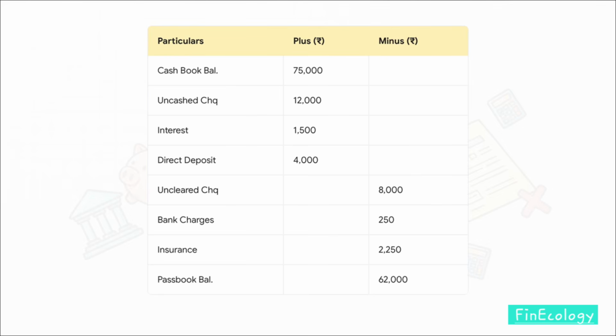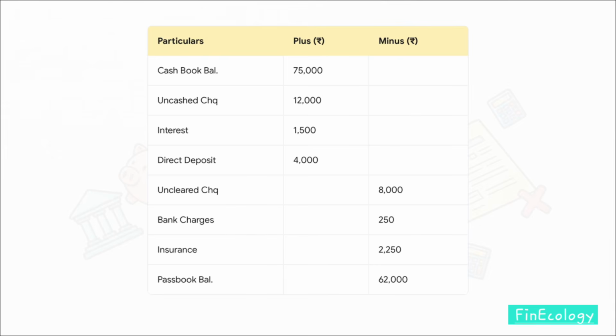We start right at the top with Raju's assumption, 75,000 rupees. Then, in the plus column, we map out the items that made the bank balance higher. So that's the uncashed check, the interest, and the direct deposit. Then, over in the minus column, we subtract the items that made the bank balance lower: the uncleared check, the bank charges, and the insurance.